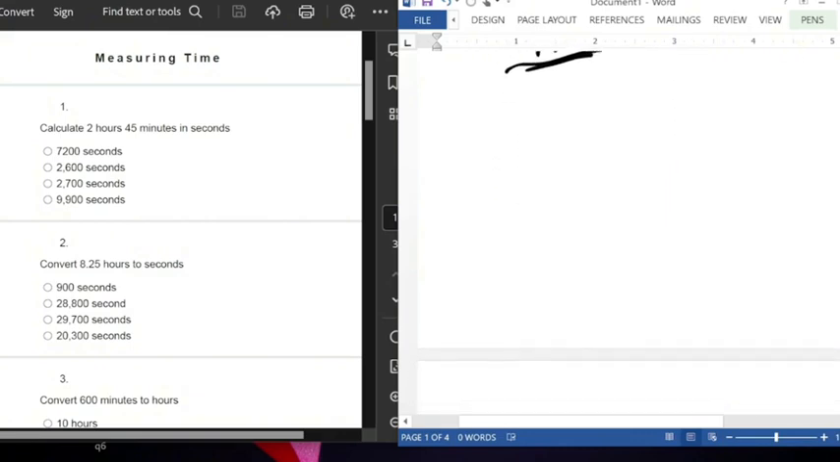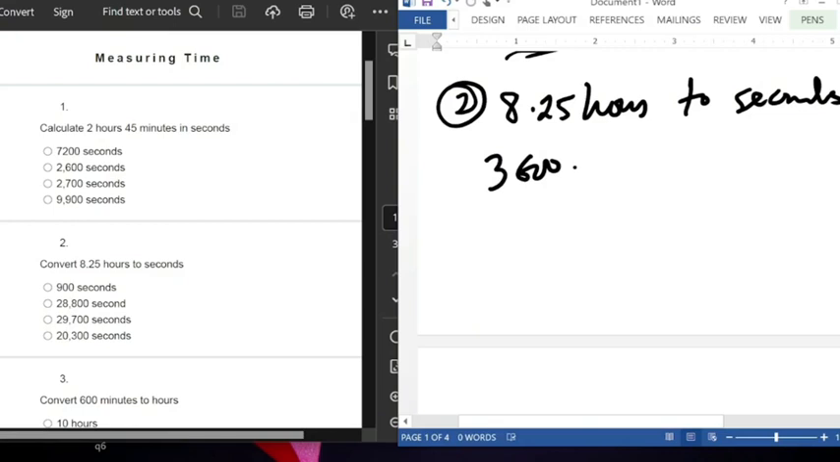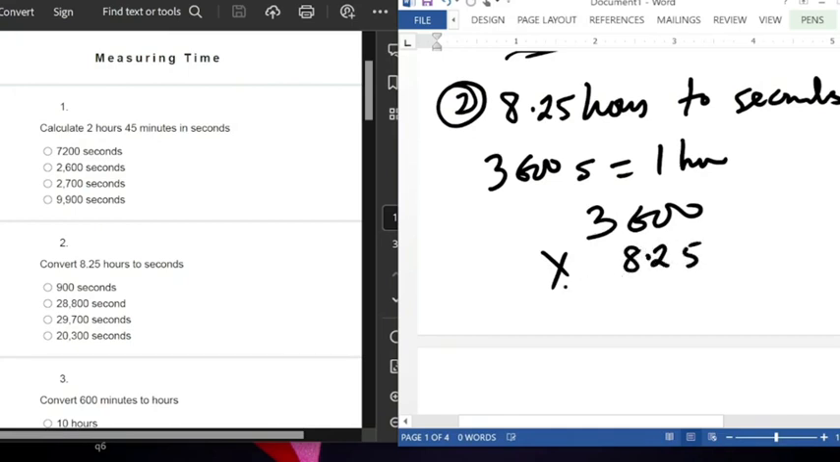So we have: convert 8.25 hours to seconds. So this is straightforward. 8.25 hours to seconds. What we're just going to do is multiply 8.25 times 3,600, since 3,600 seconds equals 1 hour. So we multiply 3,600 by 8.25. So we do that. You can still do it without a calculator.